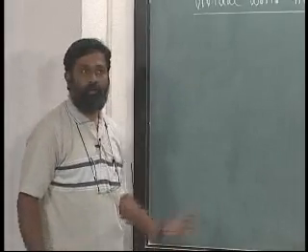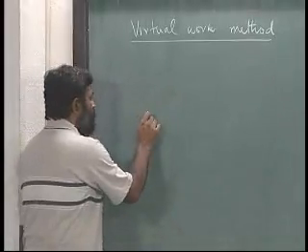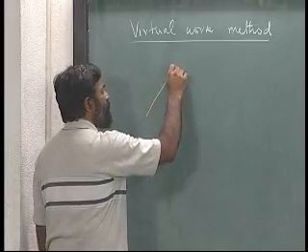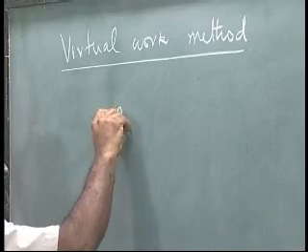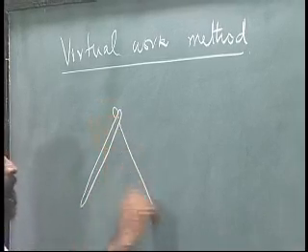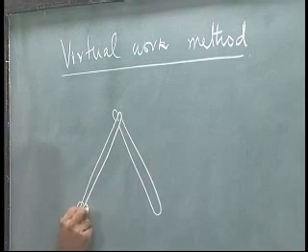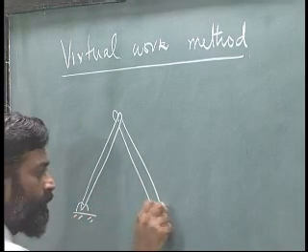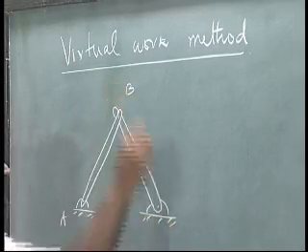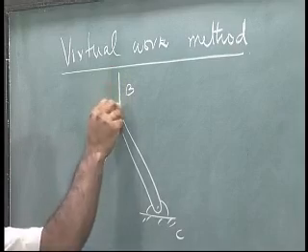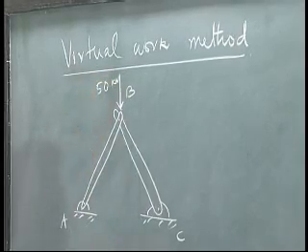Let us solve one of these problems using the virtual work method. The problem is that of a 2-bar truss pinned at both ends. Let us call the points A, B, C, and a force acting like this, let us say 50 kilonewtons.